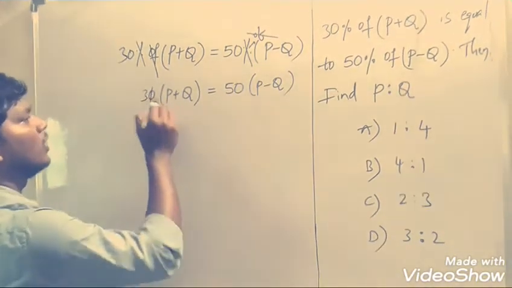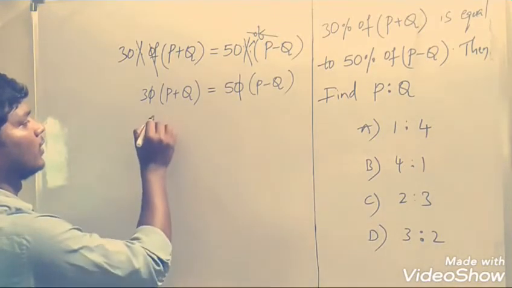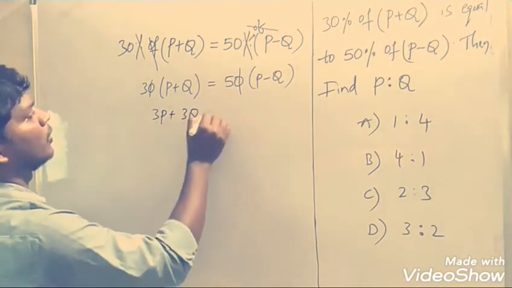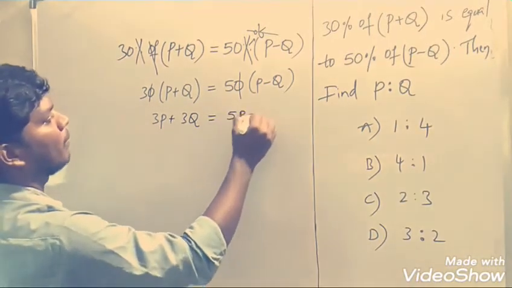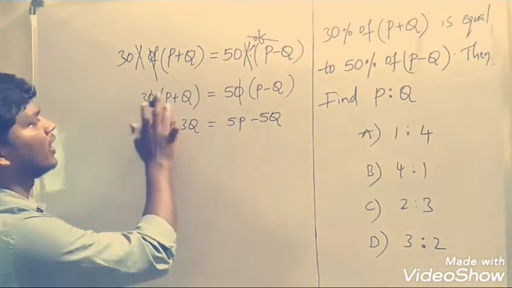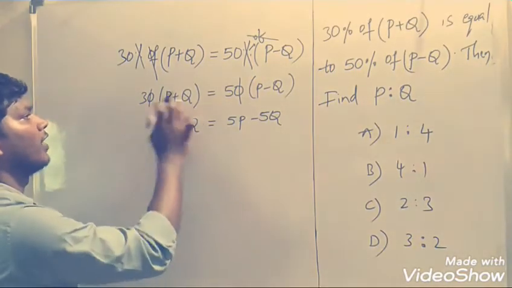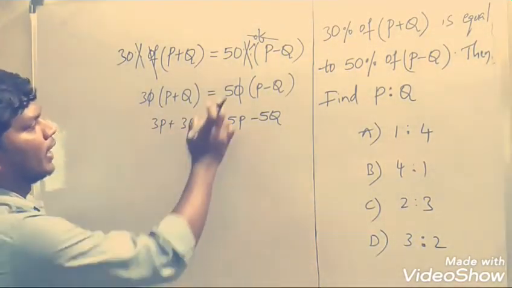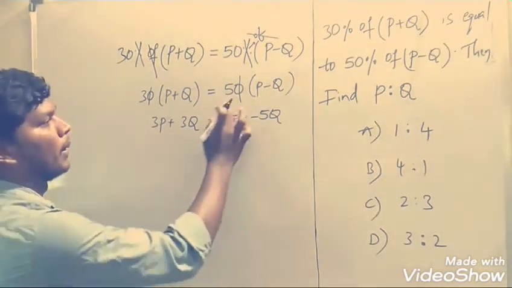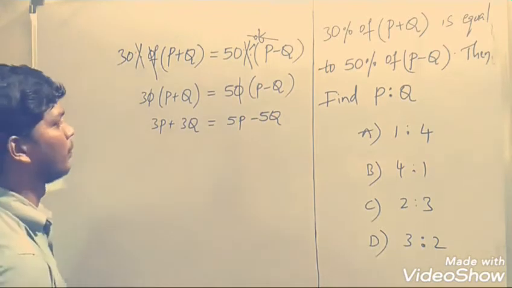So that this 0 and this 0 get cancelled. So 3P plus 3Q is equal to 5P minus 5Q. Okay friends, just directly multiply. So 3 into P will be 3P and 3 into Q will be 3Q. Here 5 into P will be 5P and 5 into Q will be, so here minus, so minus 5Q.